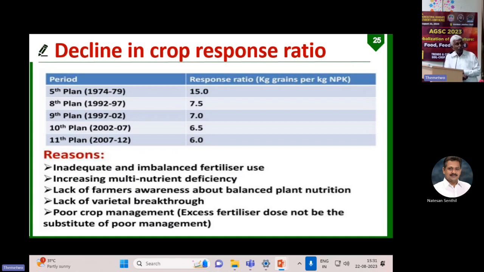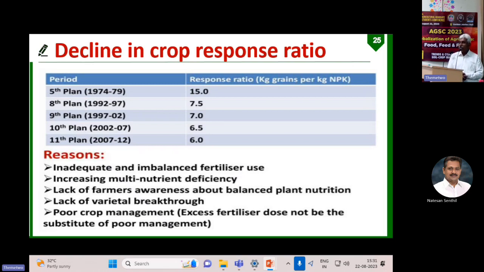That means there is a drastic decrease in the response ratio of major nutrients in terms of crop yield. Several reasons can be listed for the lower response ratio in the majority of crops: inadequate and imbalanced fertilizer use, increasing multi-nutrient deficiency, and lack of farmers' awareness about balanced nutrition. I have just discussed that mostly we are using NPK, unlike micronutrients. Another reason is lack of varietal breakthrough. We are telling several things, even then we could not make it. Every year, new varieties are coming up.